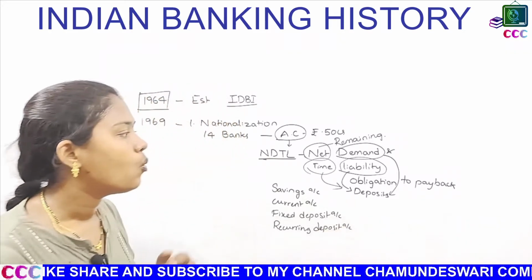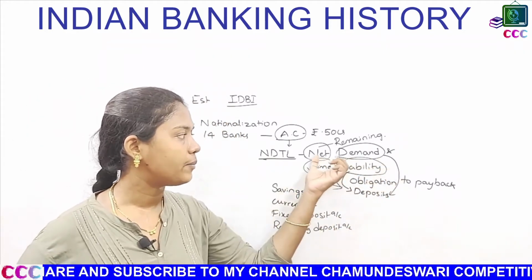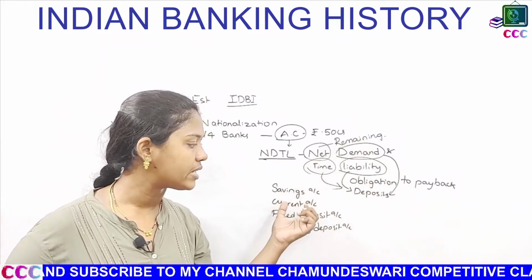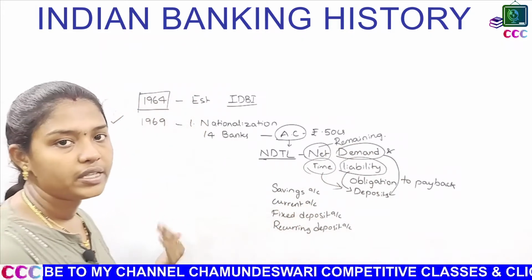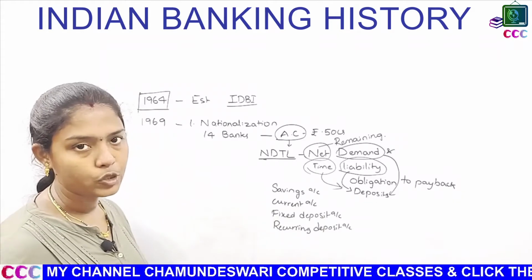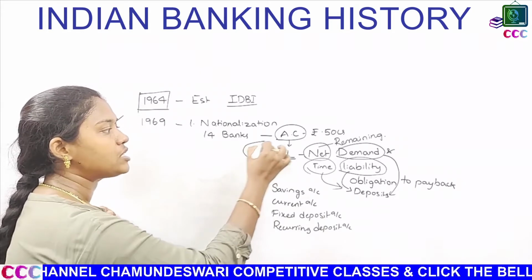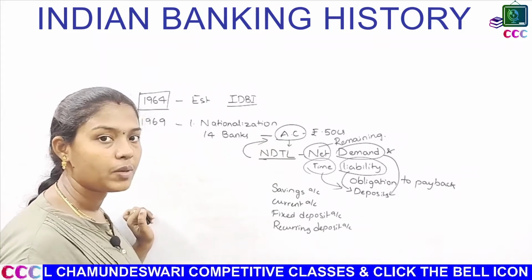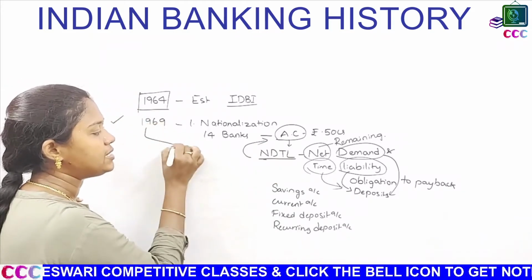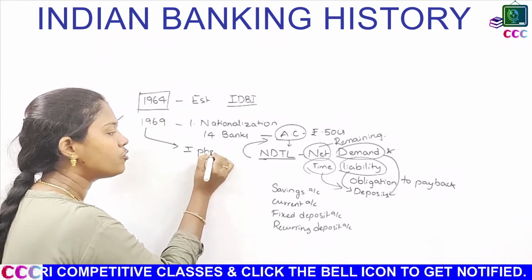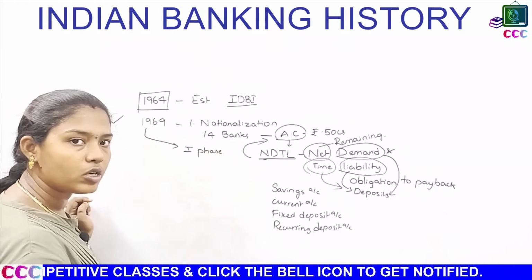Now what is the meaning of NDTL? The remaining amount left in the savings account, current account, fixed deposit account and recurring deposit account after the completion of working period is said to be NDTL. So that NDTL must be how much? 50 crores for the purpose of the first phase of nationalization. This year is treated as what? First phase of nationalization.